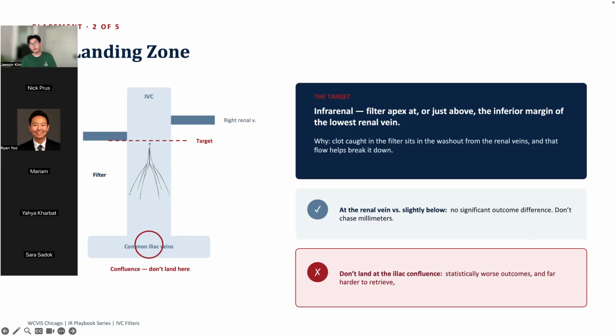So sometimes if a patient has abnormal vasculature and the left renal vein is a lot lower than expected, you might have to place the filter a lot lower, but you don't want to do it by accident.